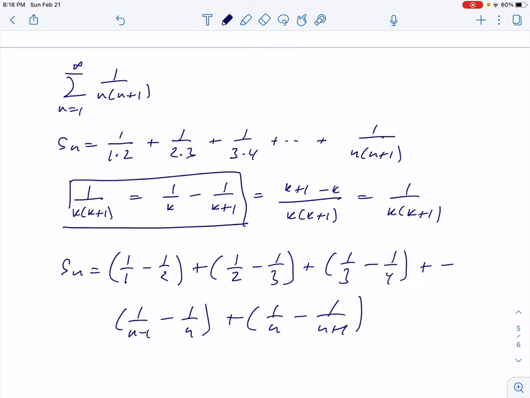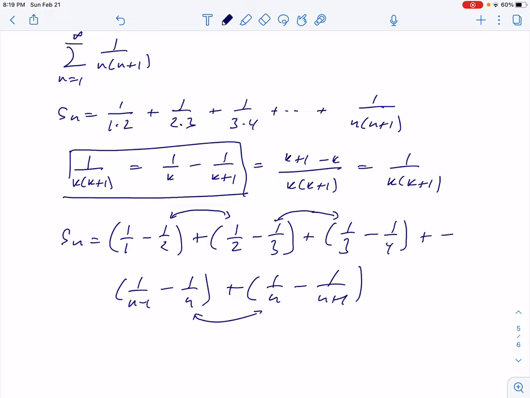If we remove the parentheses, you see many things will cancel out. Negative 1 third plus 1 third. Negative 1 half plus 1 half. Negative 1 third plus 1 third. And like that, you can pair them and they cancel. Almost everything cancels out. Only the very first and very last numbers will not cancel out. I can write just the very first and the very last. So S sub n is 1 minus 1 over (n plus 1).